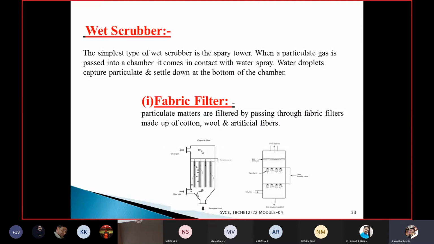This is about particulate matter. Any doubt here in the particulate matter? Am I clear? Shall I go to the next pollutant?